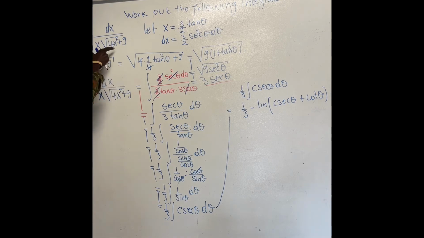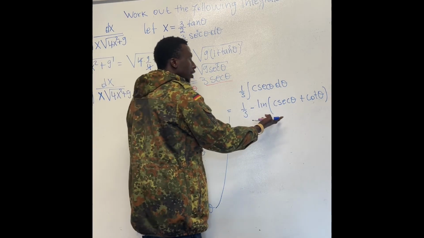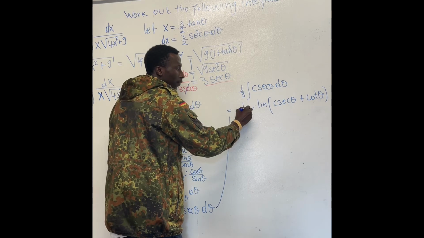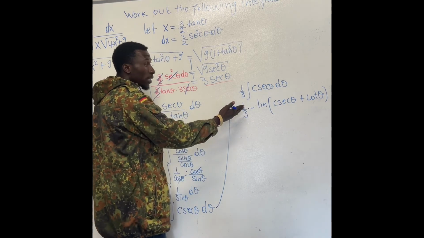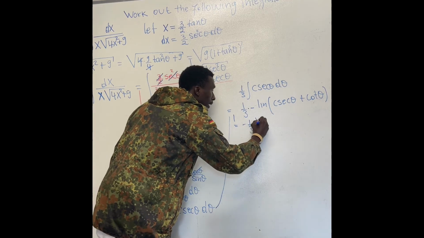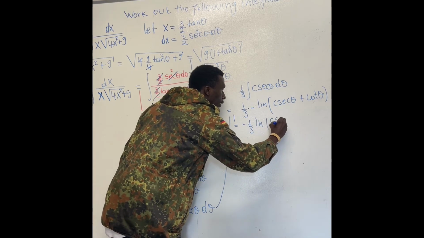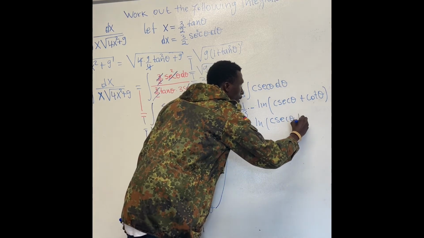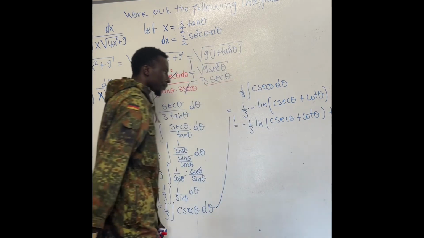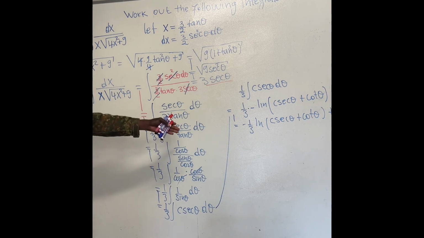So now the integration was in terms of what? It was in terms of x. So what we have to do now is solve this integration in terms of x. So guys, remember this is negative, and you have to multiply that by 1 over 3. So this is just minus 1 over 3 ln of cosec theta plus cotangent theta plus c. Now, how can we find cosec and how can we find cotangent theta?